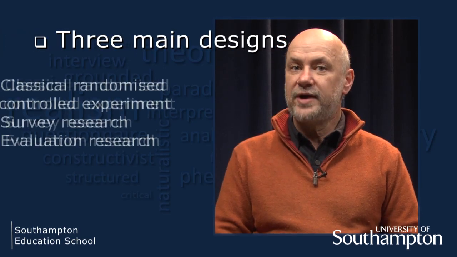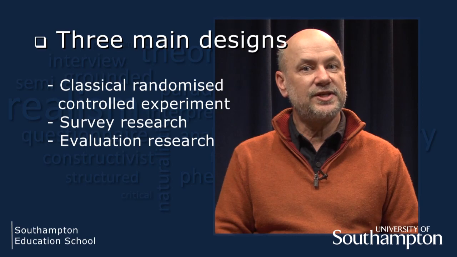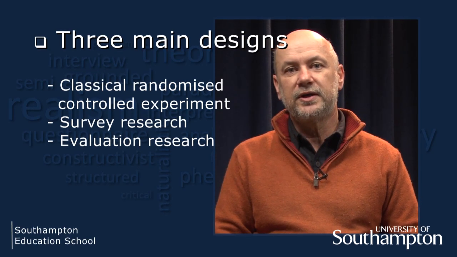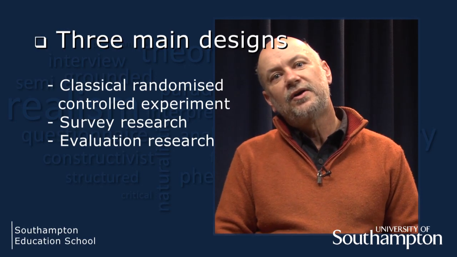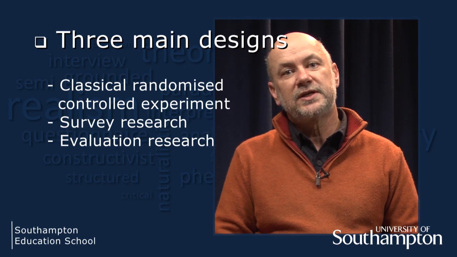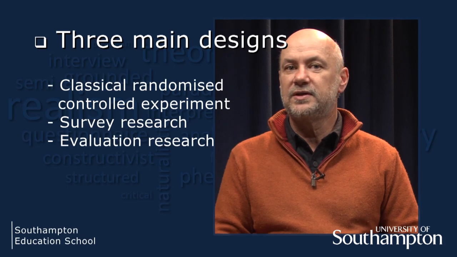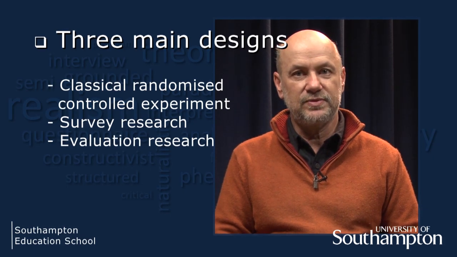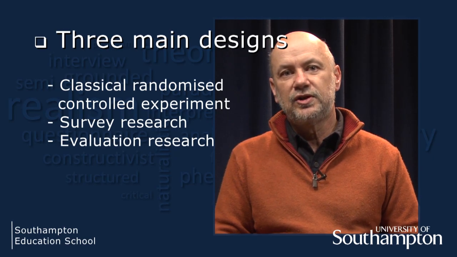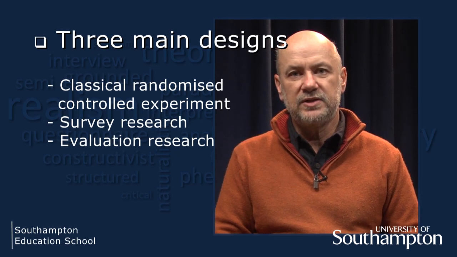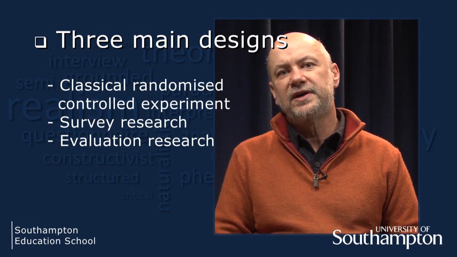We have the classical randomised controlled experiment where we set up two groups, one who undergoes some experimental treatment and another who acts as a control. We also have survey research where we take a snapshot of the population so we can examine the relationship between concepts or differences between groups. And we have evaluation research which draws on aspects of both experimental and survey designs to evaluate teaching programs and practices.